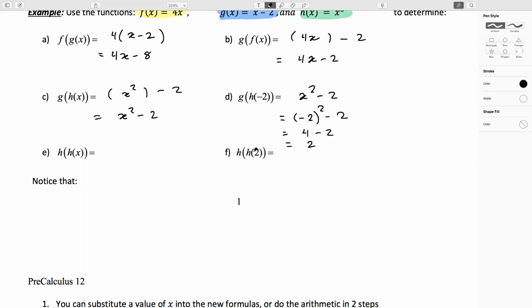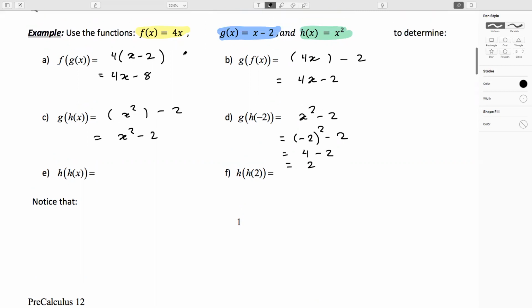So h of h of x, we write h of x, which is x squared. So it's bracket squared, and then we write h of x in the brackets, x squared squared, which is going to equal x to the power 4.